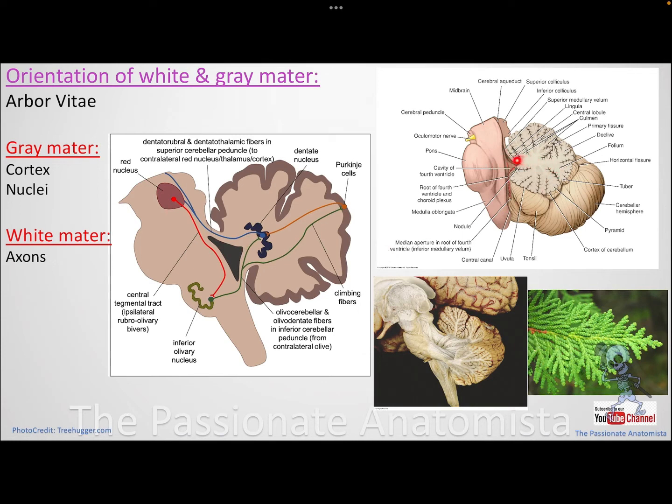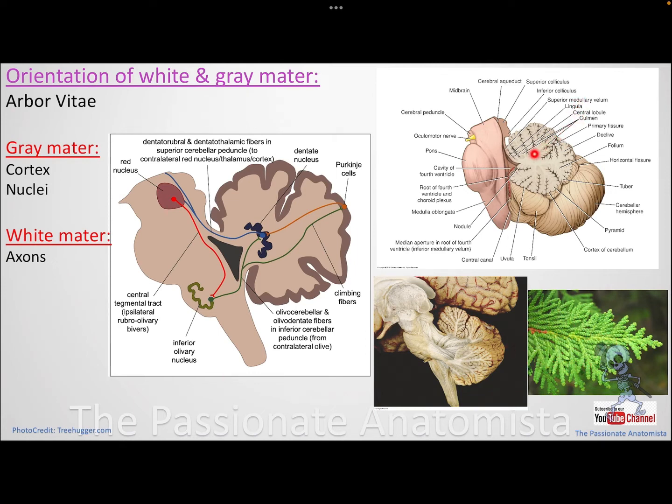If you look at the white matter, which is made by the myelinated axons, it looks like a tree, the branching of a tree. If you trace it, there is white matter here, and it gives you a primary branching, then secondary branching, and then tertiary, and that gives you the appearance of the arbor vitae. Arbor vitae is Latin for the tree of life. This is how the branching of the tree of life looks.